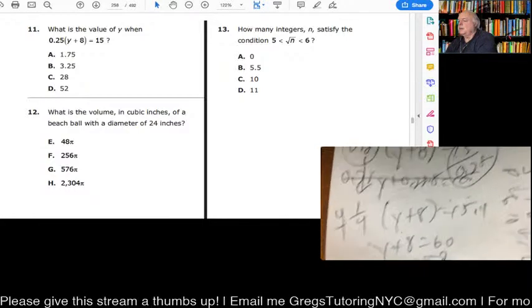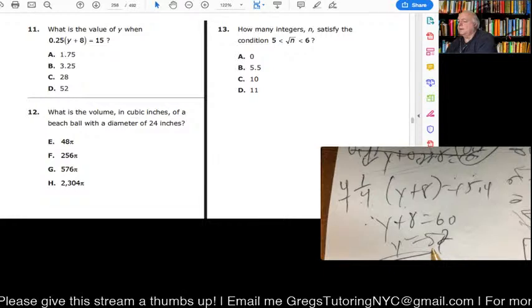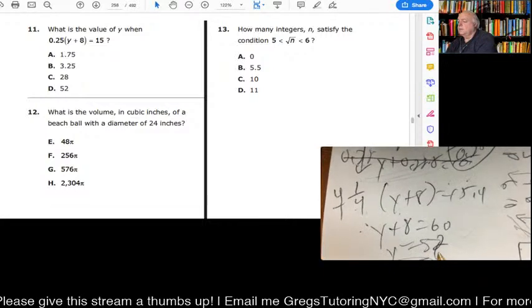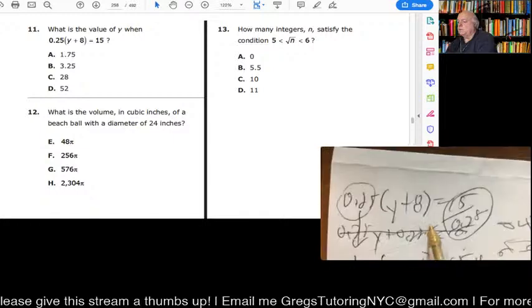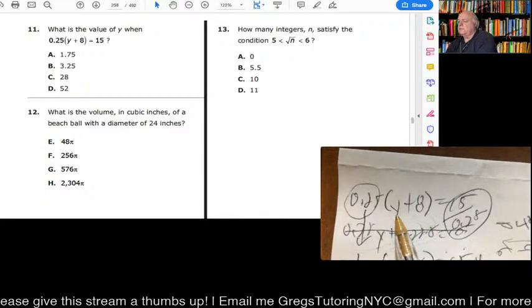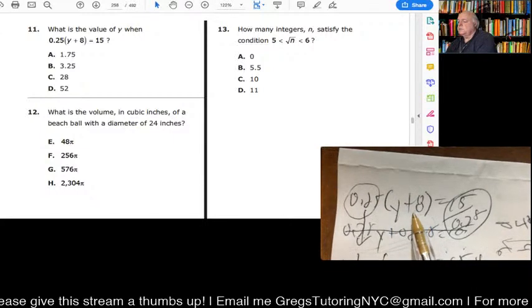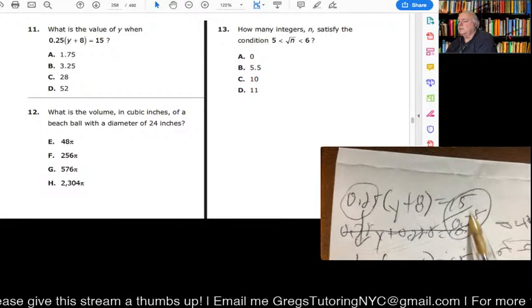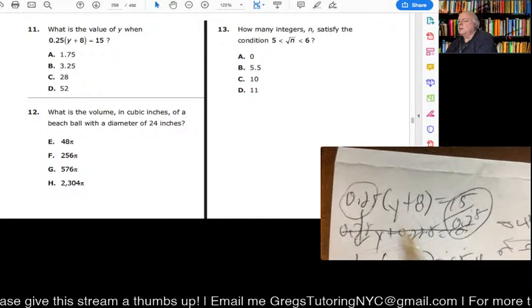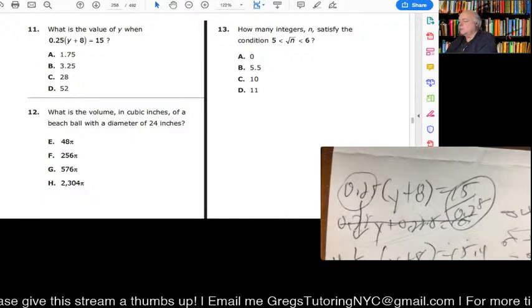And then when you get your answer, you can feed it back in, right? So if I go back to the original problem, 52 plus 8 is 60, a quarter of 60 is 15, all right? Always feed your answers back in. That's your double check, all right?